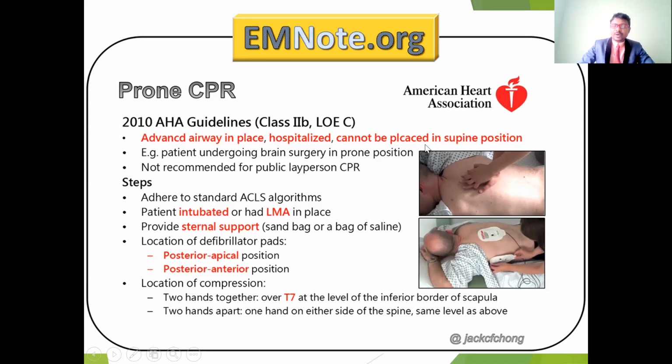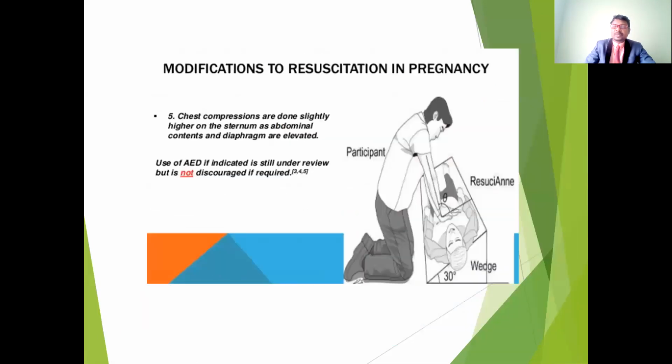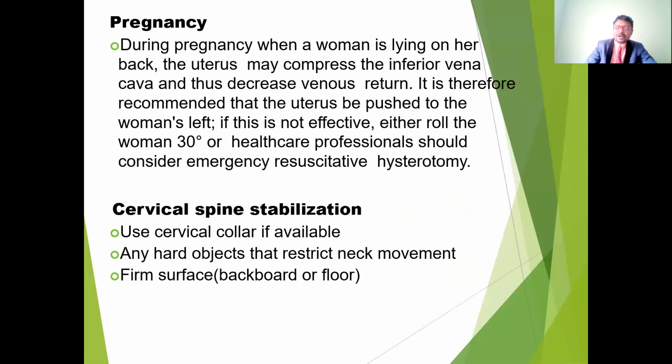At T7, we have to give the compression, in between the two scapulas, so that is how to give CPR in the prone lying position. But it's not suitable at all times; it is for emergency conditions, for patients who are undergoing surgical procedures, like brain surgeries. Another thing is that some modifications are needed, especially in the case of pregnancy. In pregnancy also we have to give CPR.